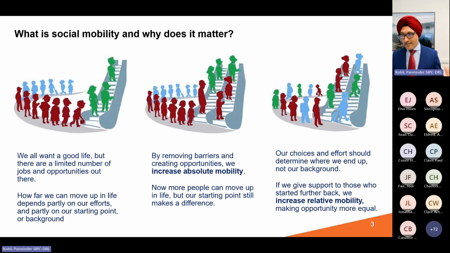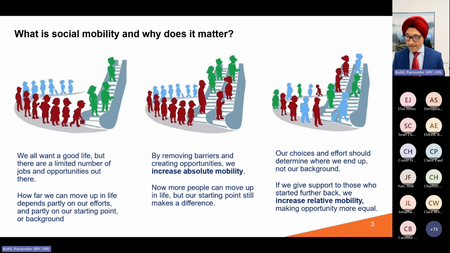Now, I think we all want to see a country where where you're born doesn't determine where you end up in life, and opportunities are fairer across the society. But to explain how we might visualize it, if you look at the first visual, you can see the escalator representing how you progress in life. And while your effort matters and the hard work you put in matters, where you start in the queue can determine where you end up in life. And that's represented by the first visual.